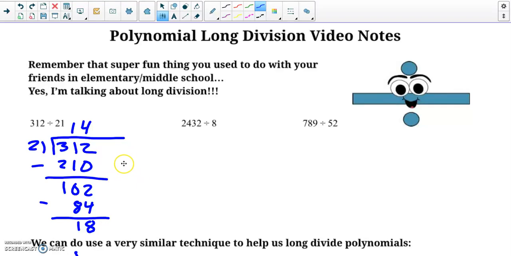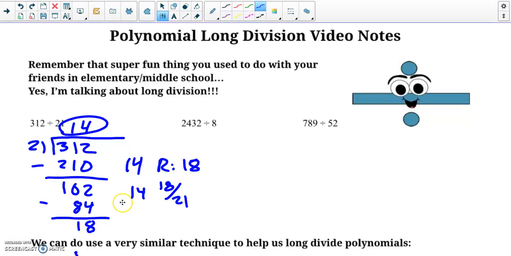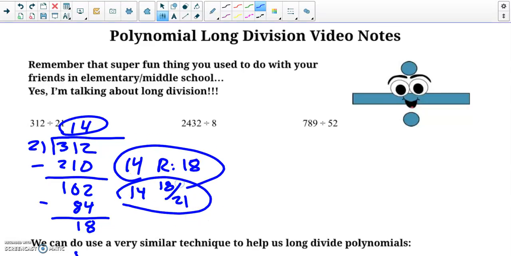So we'd write our answer a couple of ways. You could write it as 14, that's our answer, with the remainder of 18. Or another way you could write it would be 14 and 18/21sts. So you could write it as a mixed number like that also, or you could write it like that. Okay? I'll go over one more long division with you, and then I'll let you try one, and then I want to talk about polynomial long division.